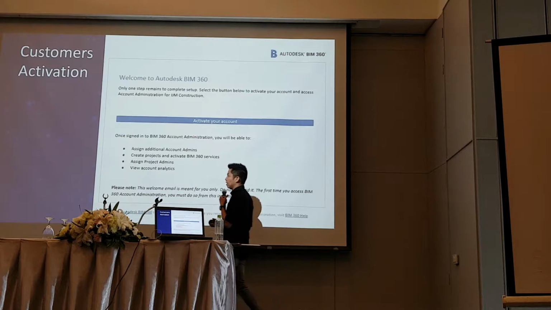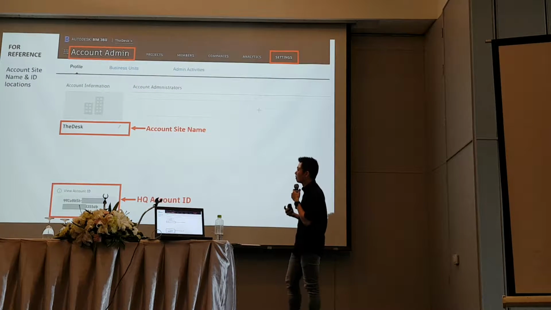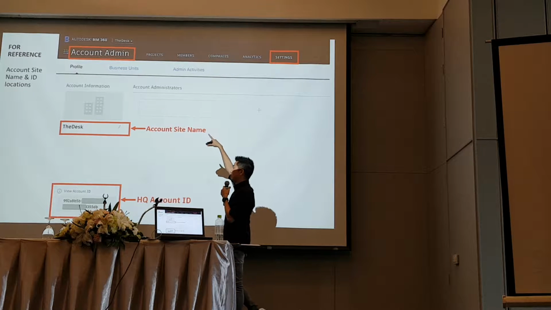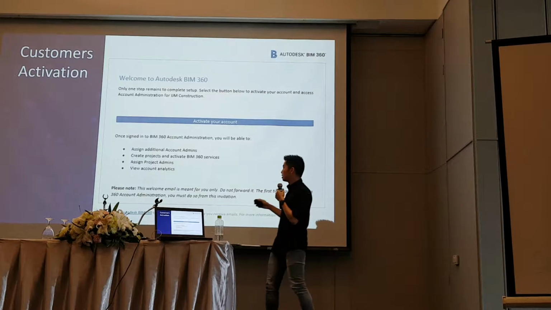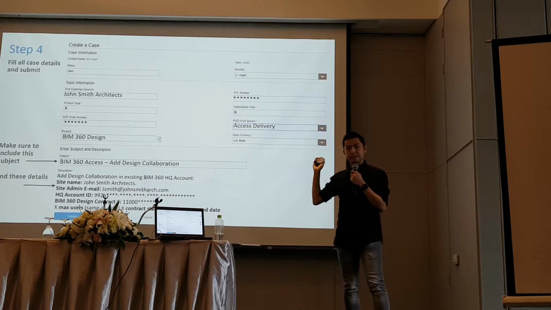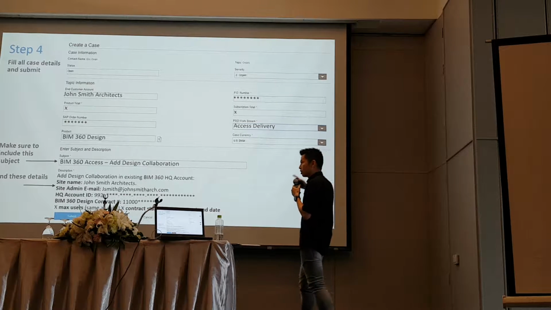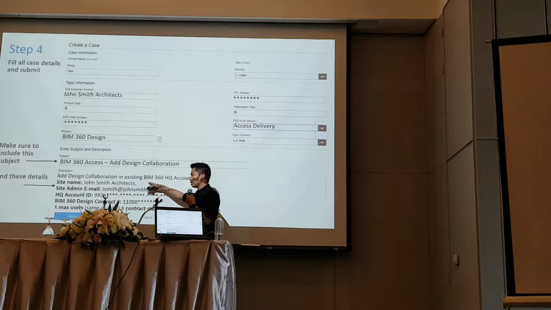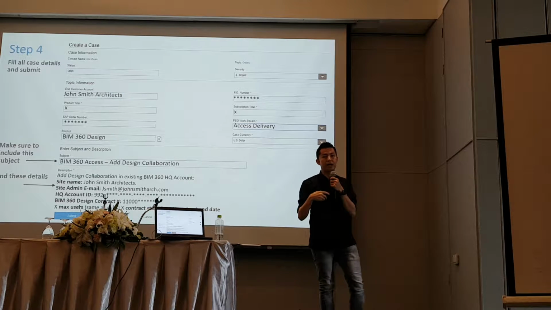What is that? If I show it to you here, if you go to the account admin, this is your account site name and this is your HQ account ID. So now back to this slide. These steps here are for existing customers, existing BIM 360 customers. So you need to ask your customer what their site name and HQ account ID are, so that your BIM 360 design will be automatically linked to your BIM 360 account.